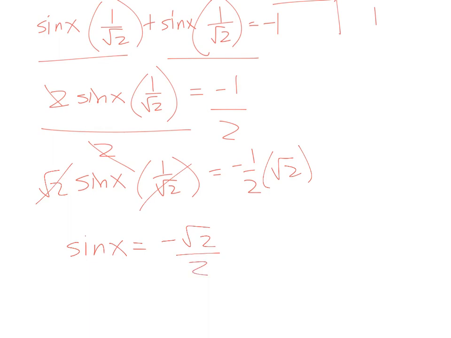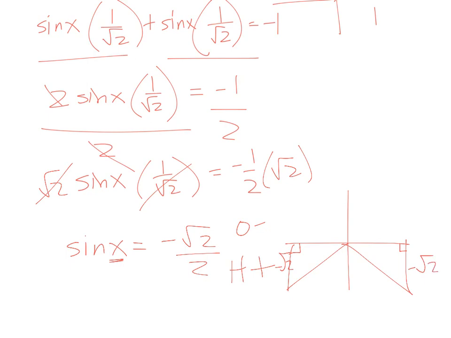Okay, we're still not done. I need to figure out what x is. Okay, so here I have opposite over hypotenuse. Hypotenuse is always positive. Opposite is negative. And in what quadrants is opposite negative? 3 and 4. All right, so that's a negative square root of 2, negative square root of 2. That's 2, that's 2. And that's the property of a 45-45-90. So that's negative square root of 2, that's square root of 2. And I know these are 45 here.